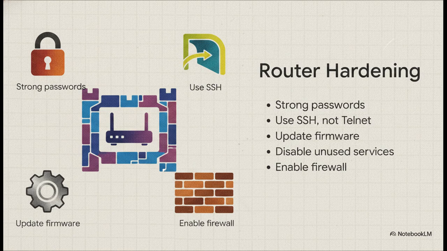So you have got to harden your attack surface. How do we do that? Well, first off, use strong, unique passwords across the board. Ditch Telnet completely and use the encrypted SSH protocol instead. Be religious about keeping your router's firmware updated to patch those bugs. Turn off any unused services. If you don't need it, don't run it. And absolutely always make sure your built-in firewall is actually turned on to block all that weird, unauthorized traffic.